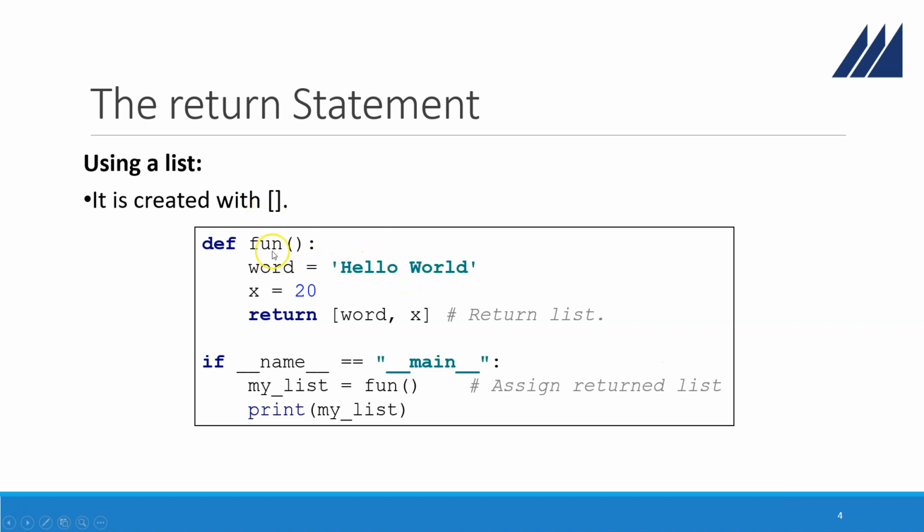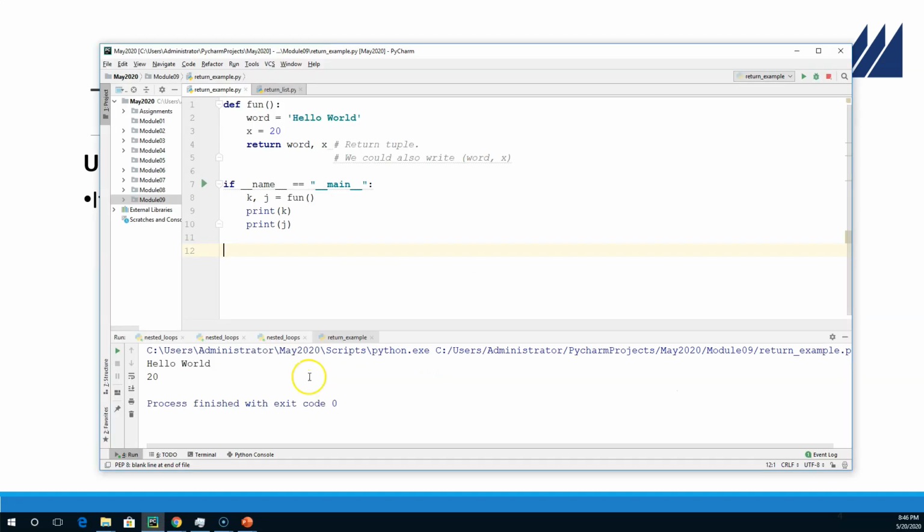Another way, with the same program that we have, is to return it as a list. To return it as a list, you want to make sure that in the return statement you include them between square brackets. So you're telling Python these two values are going to be part of a list, and over here in the main, when you call the function fun, you want to assign it to a variable that will be treated as a list. Okay, let's take a look at this example over here.